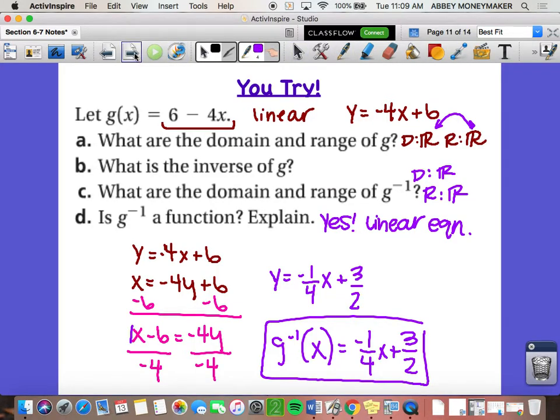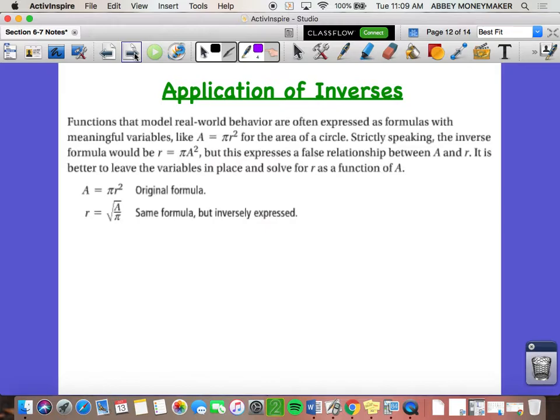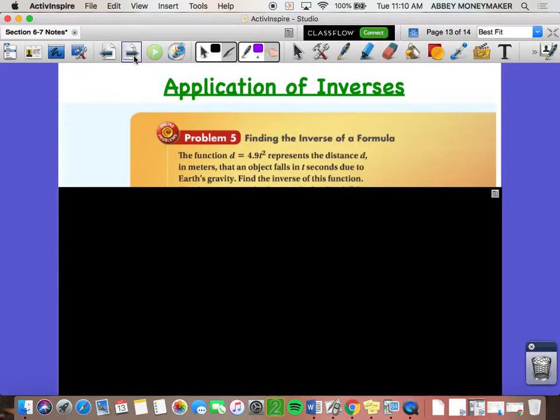All right. Last thing for today is talking about an application, okay? If you have a real-world formula, such as the area of a circle, pi r squared, you would not find the inverse by switching the variables, okay? That presents a false equation. So if you want to find the inverse, you don't go swapping variables here. All you have to do is leave the variables in place and then just isolate the other variable. Okay? So no swapping of the variables when it comes to application problems. All you have to do is isolate.